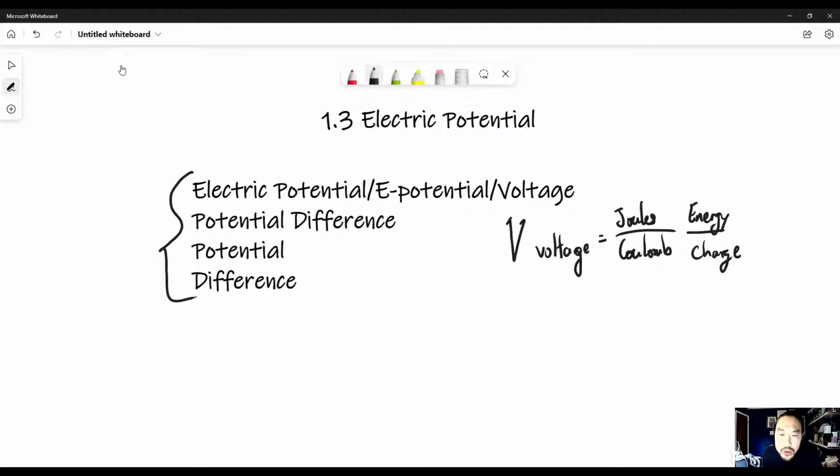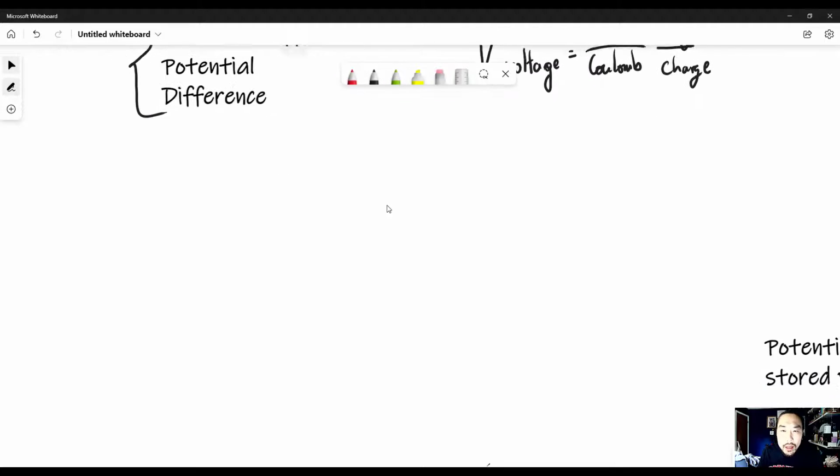Now, to understand what voltage means, we have to actually go back to something that we're a little bit more familiar with, which is the gravitational field. The reason why I want to do this is because a lot of people misunderstand what voltage represents, right? A lot of people believe that voltage represents power, but that's not necessarily the case. So let's begin.